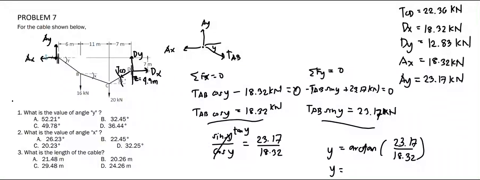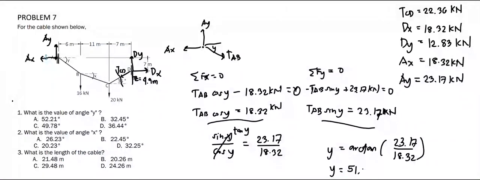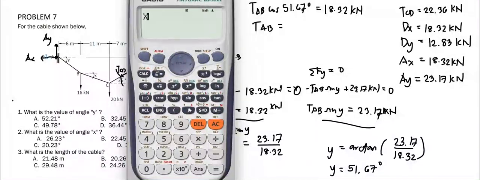So Y is equal to arctan 23.17 divided by 18.32. That is 51.67 degrees. Now that we have the value for angle Y, we can solve for tension AB by considering equation 1 or equation 2. So let's say equation 1. Tension AB times cosine of 51.67 degrees is equal to 18.32 kilonewtons. So tension AB is equal to 29.54 kilonewtons.